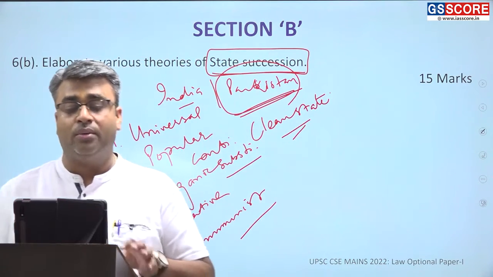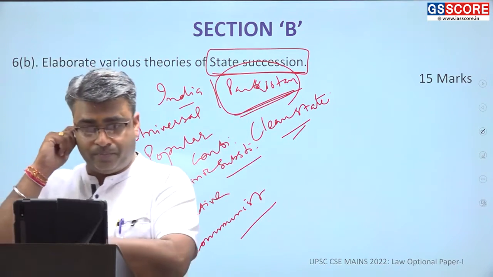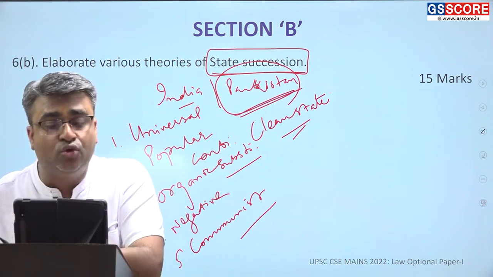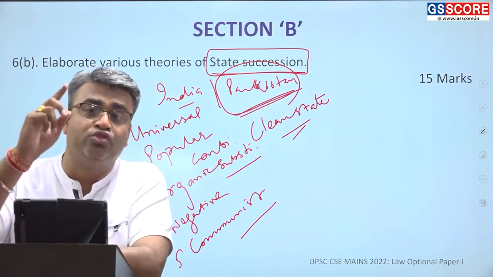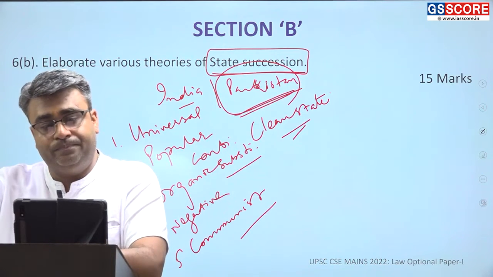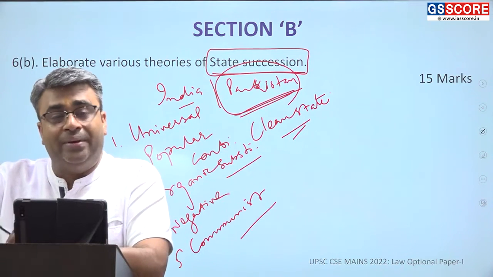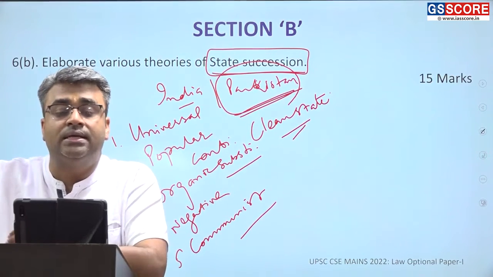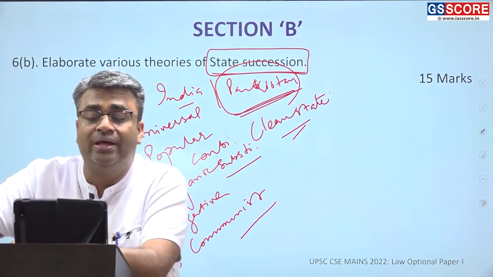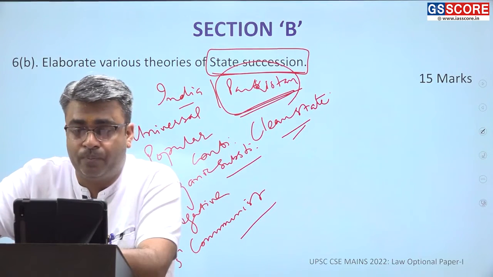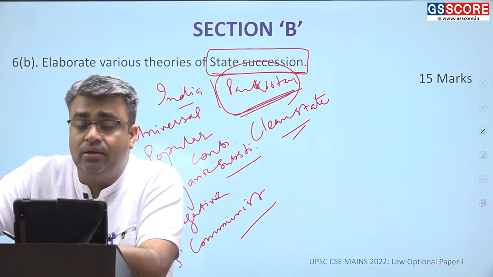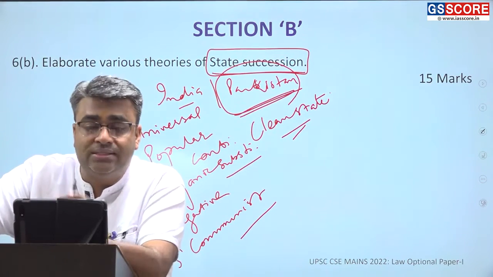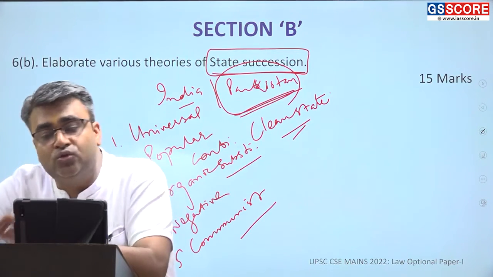First of all, when we talk about the universal succession theory, it is one of the oldest theories of succession, given by Hugo Grotius, who said the predecessor state passes on to the new state, that is, the successor state, upon succession without any exception and modification. As per this theory, rights and duties of the old state pass on to the new state.